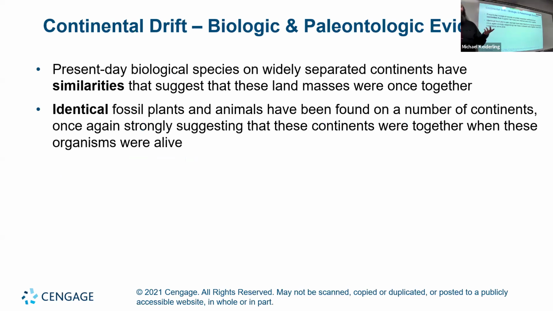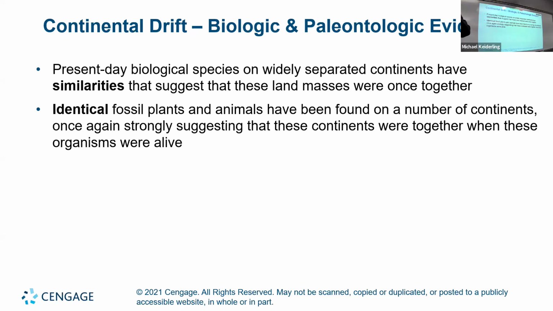The biological and paleontologic evidence was that we find present day biological species on widely separated continents that have similarities that suggest these land masses were once together. Though there's a few weird exceptions to that. There's some where it's like, we know this animal evolved after the continents separated, but they still somehow got over there. So some of these we have to work out how things happened.